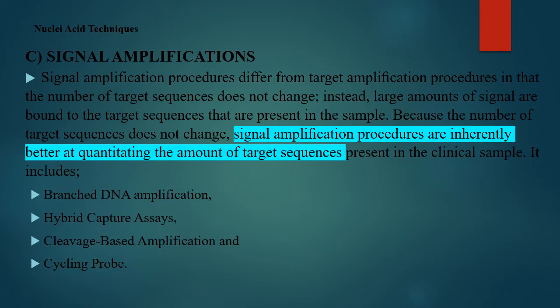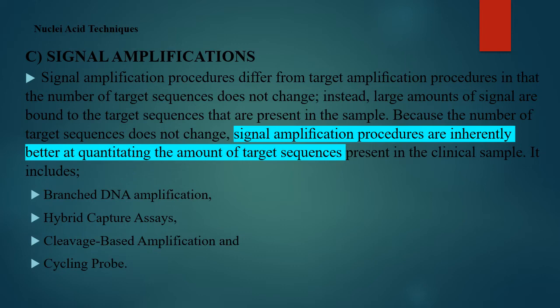Now, our final kind of amplification is signal amplification. Signal amplification procedures differ from target amplification procedures in that the number of target sequences does not change. It looks the same as with probes. Instead, large amounts of signal are bound to the target sequences that are present in the sample. Because the number of target sequences does not change, signal amplification procedures are inherently better at quantitating the amount of target sequences present in the clinical sample.